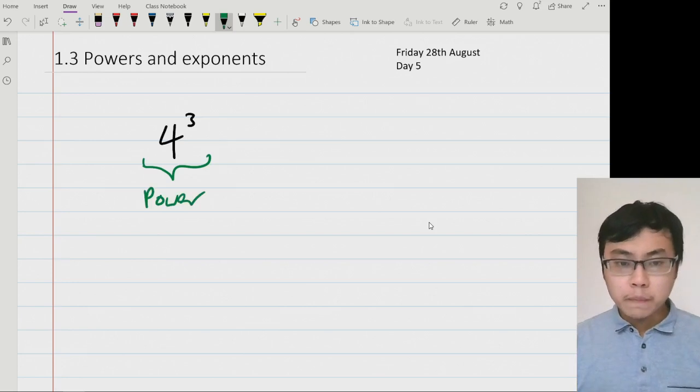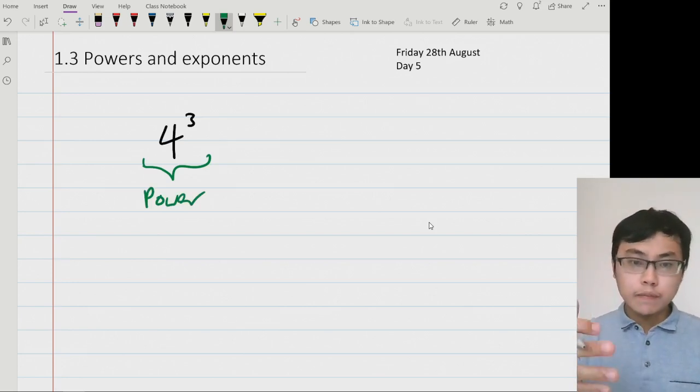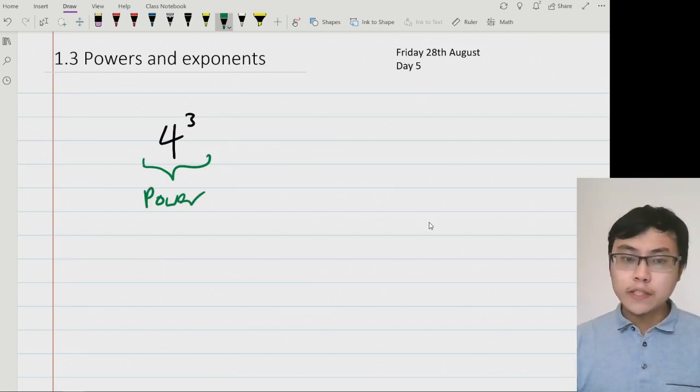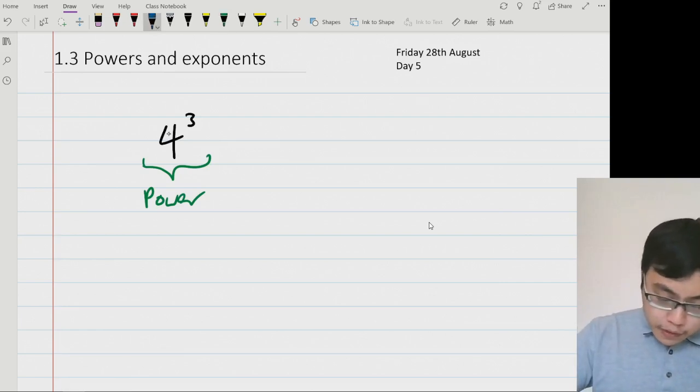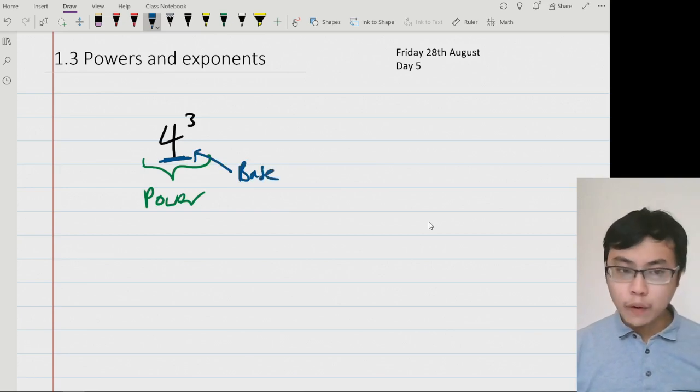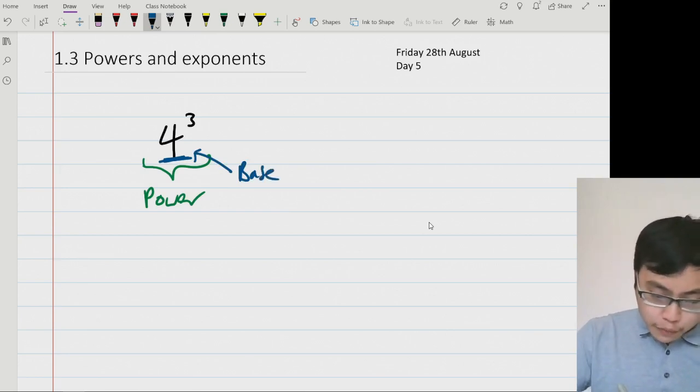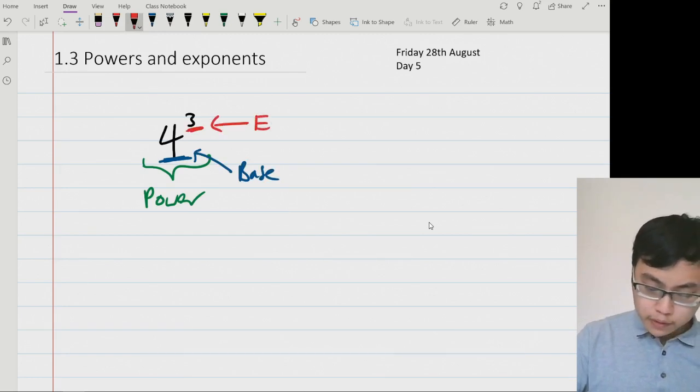When a number has, to the power 3, this is called a power. And then specifically, this number 4 is the base of the power. And then this number 3 up here is called the exponent.